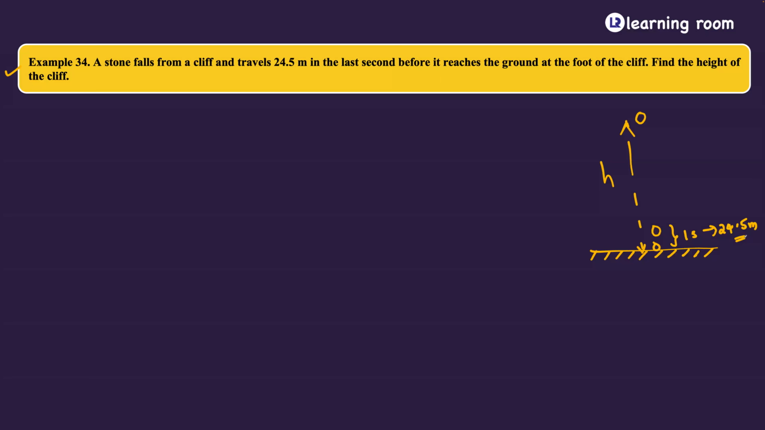So let's say it is taking a total time of t. Can I say this distance is covered by the object in t minus 1 seconds? If I take the total time of the journey to be small t, 1 second is gone here, t minus 1 second is covered here. So the height is going to be h. So how much is this height then? h minus 24.5.